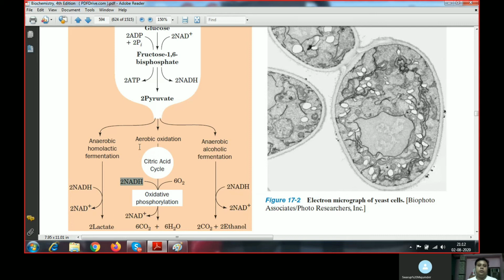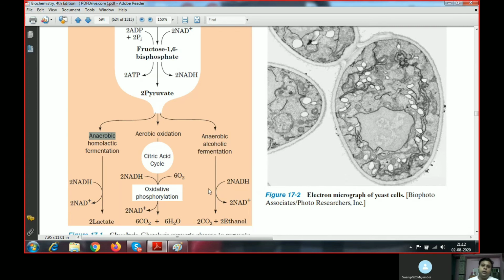Lactate is a 3-carbon compound and pyruvate is also a 3-carbon compound. And it is an anaerobic process. Why? Because it is occurring in our skeletal muscle. There is another anaerobic pathway, which occurs exclusively in Saccharomyces cerevisiae, that is yeast, where the pyruvate is getting converted to ethanol and carbon dioxide.